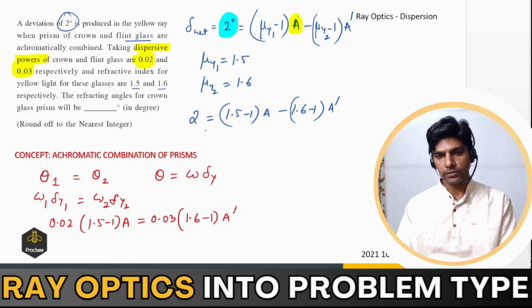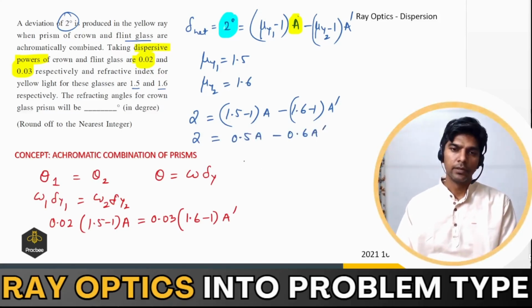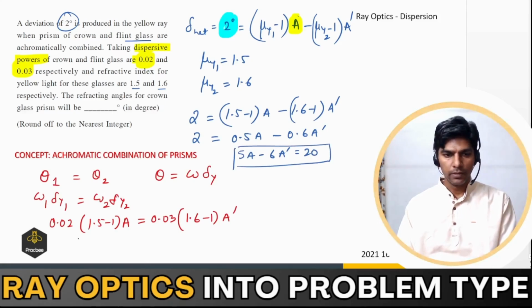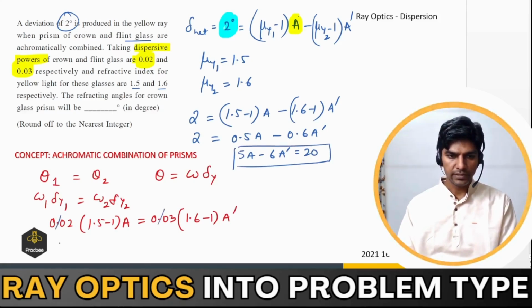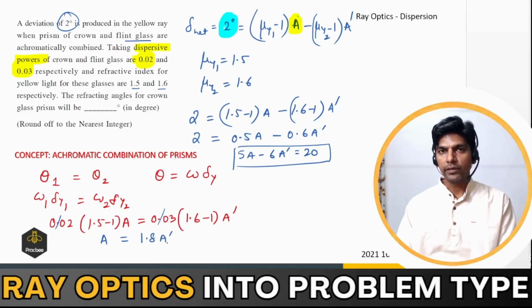Now we have two equations. So this will give us 2 equals 0.5A minus 0.6A prime, or we can write this as 5A minus 6A prime is equal to 20. So that is the first equation. Now from this we can remove the decimal, and this comes out to be 0.5 times 2, so this will be A, and it will be 0.6 times 3, it will be 1.8. So A is 1.8 times A prime, and we have to find the value of A.